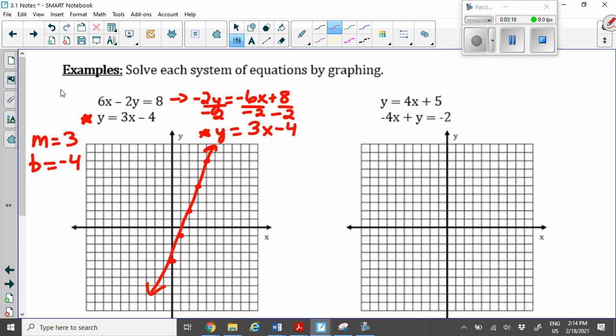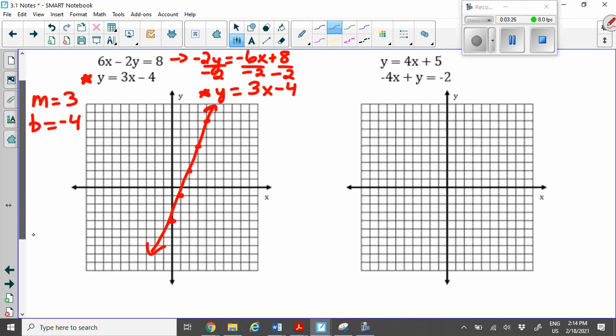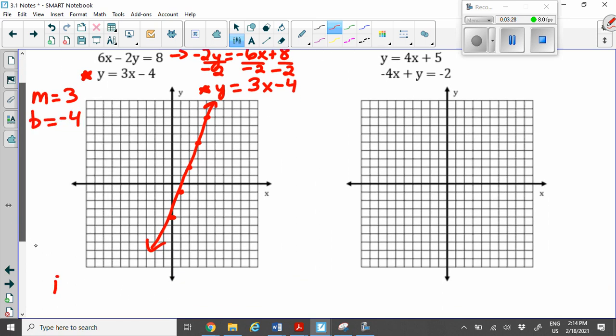Okay. Now, if we have the same exact lines, now this is going back to our last slide, if our two equations are the same exact line, what is our answer? Well, this is going to be infinitely many solutions. Okay? Because all the points on both of those lines will work, since they are the same line.